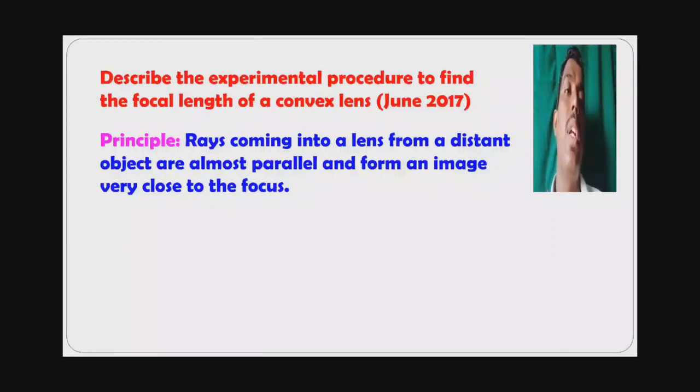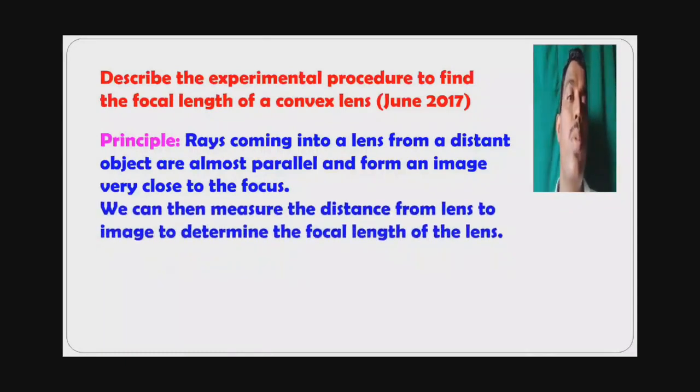The rays coming from a distant object are almost parallel and form an image very close to the focus. This is the principle. We can then measure the distance from the lens to the image to determine the focal length of the lens. When the image is formed very close to the focus, then the image distance is equal to the focal length of the lens.